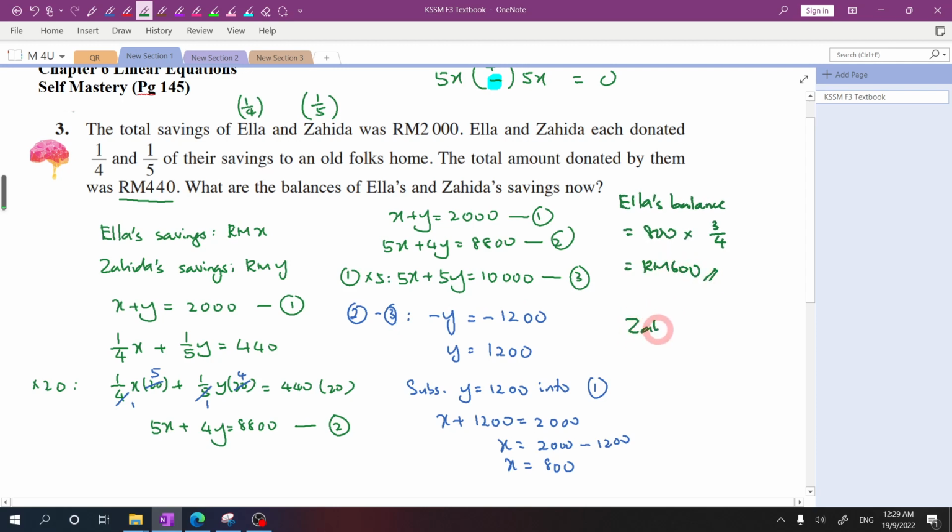How about Jahida's balance? Jahida's saving before donating was y, which is 1200. After donating 1/5 of her total saving, she has 4/5 left. ringgit. Okay, these are the answers for this question.